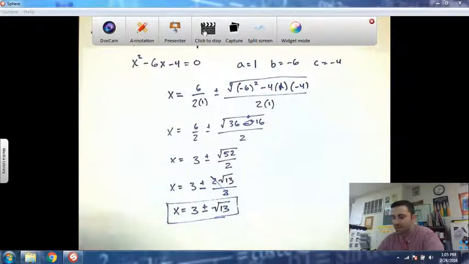And so it's really useful to use the quadratic formula when all other means are exhausted or you're unable. So if something's not factorable or I can't take the square root, the next step in solving would be to use the quadratic formula.